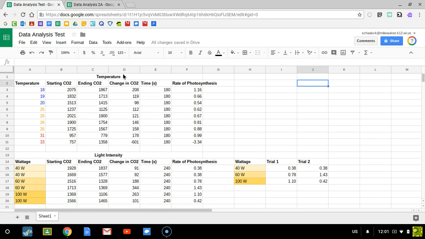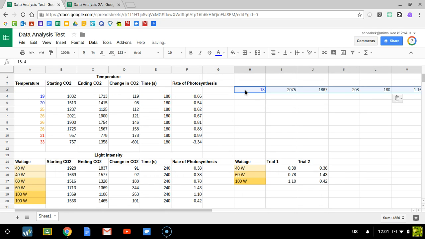For most of my classes, we only worked with two variables. Those variables were temperature and then light intensity. Temperature is really easy. The way that you're going to want to organize your data set for temperature is to rearrange your data points to go basically from coldest to hottest. Easiest way to do this would be to highlight an entire row, hold down Control and X to cut, and then press Control and V to paste.